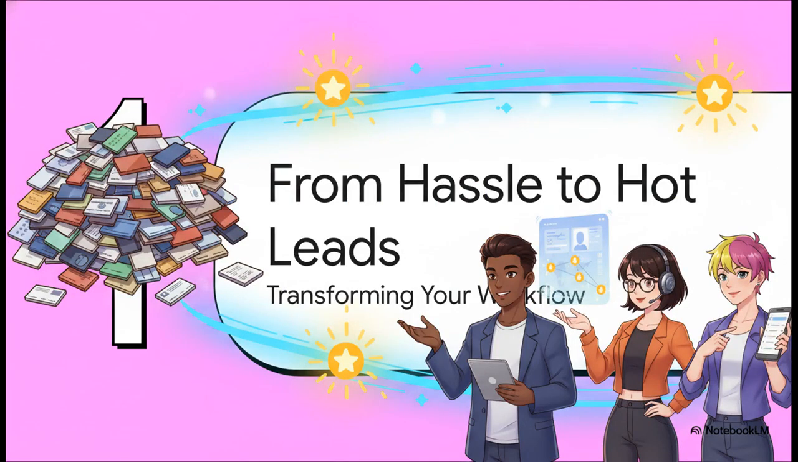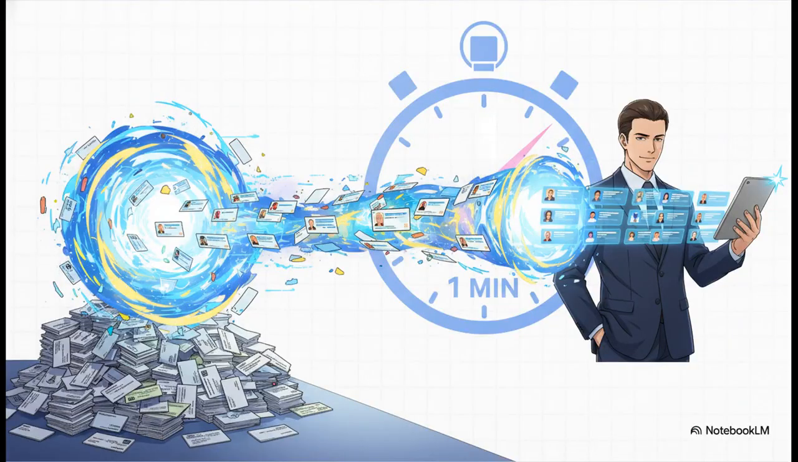But here's the real shift in thinking. This isn't just about saving you some time on data entry. No, this is about changing that pile of cards from a huge hassle into a prioritized list of hot leads, so you can see almost instantly who your most valuable new contacts are. So here's the core promise, right here. You can take a whole stack of business cards and in about a minute, turn it into an intelligent, sorted, and ready-to-use list of leads. It's all about mixing that incredible speed with some serious smarts.